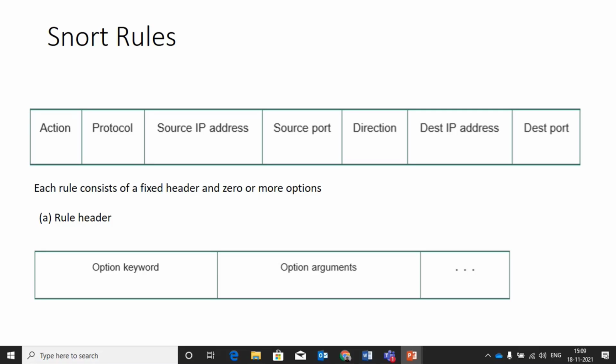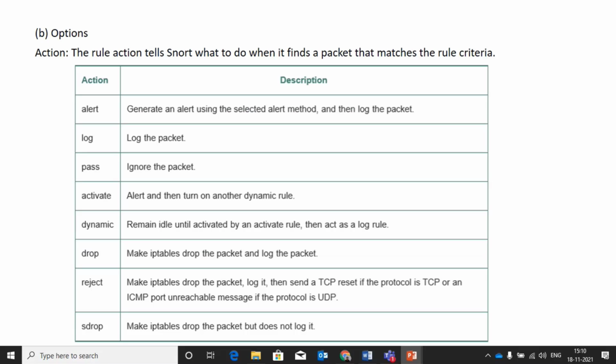Snort rules look like the given diagram. We have action, protocol, source IP, source port, direction, destination IP, and destination port, and each rule contains a fixed header and zero or more options. The rule options have the option keyword, option argument, and so on.